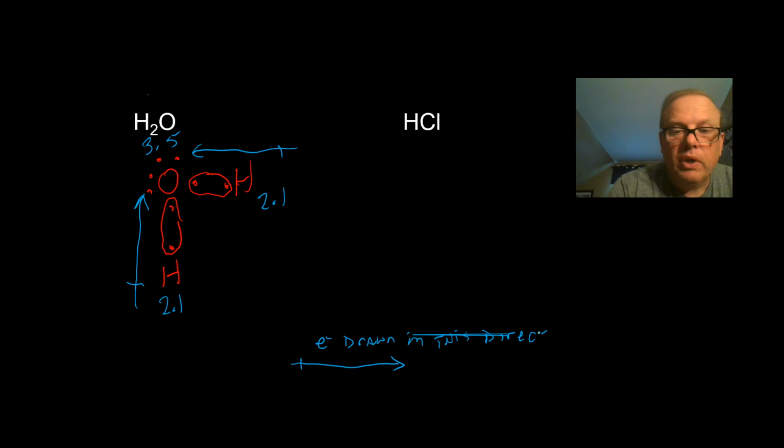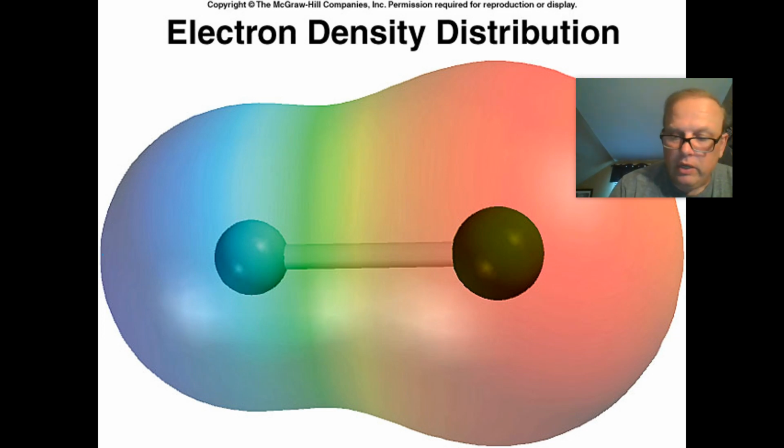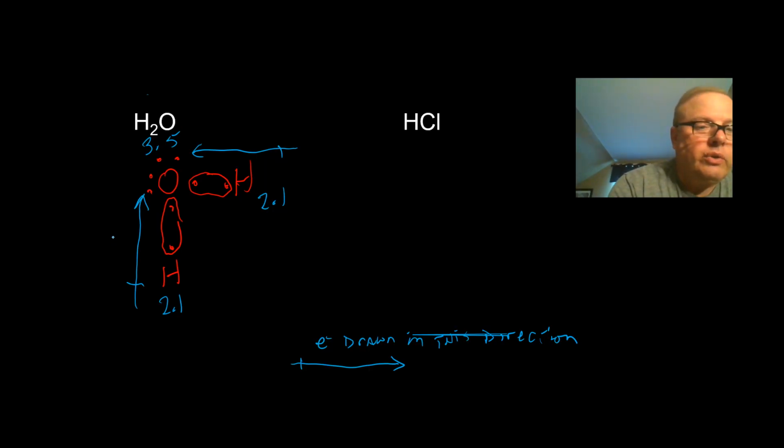Why does it do that? Water here is very, very polar. This electronegative difference of 1.4 and 1.4, these are huge electronegative differences. That makes water very, very, very polar.